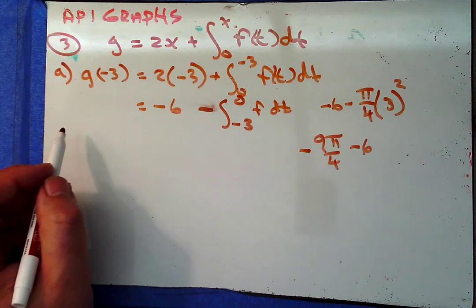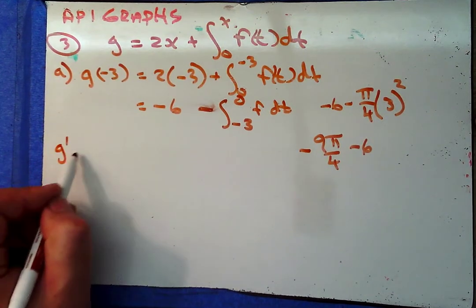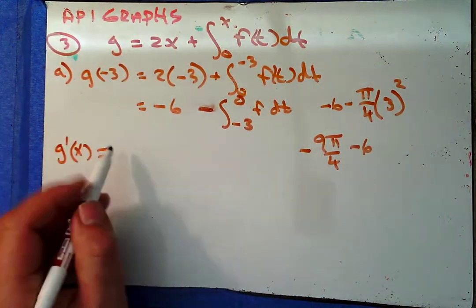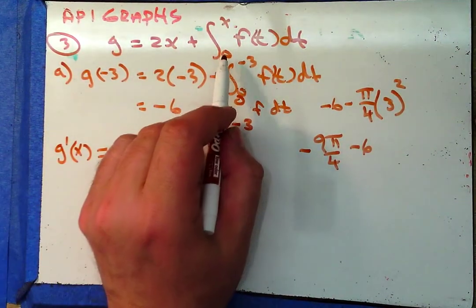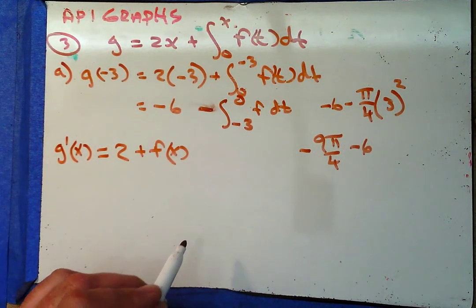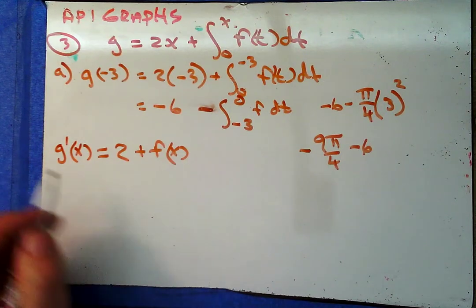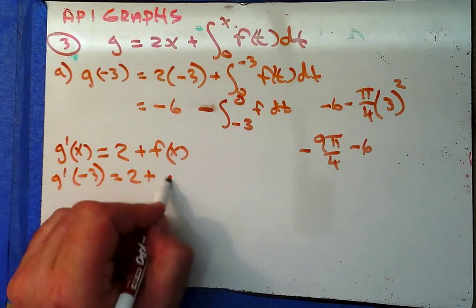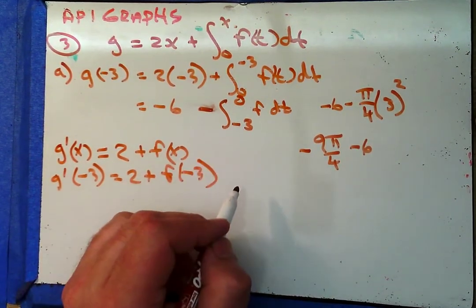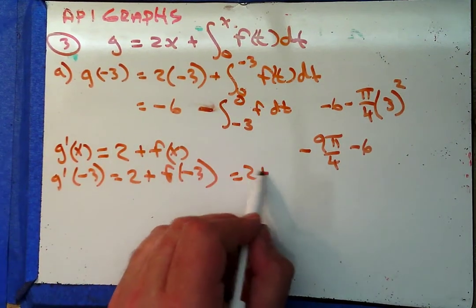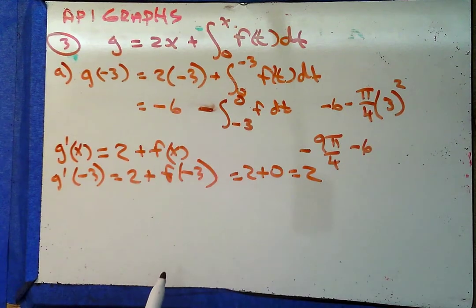Find g prime of x. So g prime of x is the derivative of this. The derivative of 2x would be 2. The derivative of this would be plus f of x. So there's g prime of x, and then they want me to find g prime of negative 3. G prime of negative 3 equals 2 plus f of negative 3. F of negative 3 is, according to the graph, 0. 2 plus 0 equals 2. Okay, so there's part A.